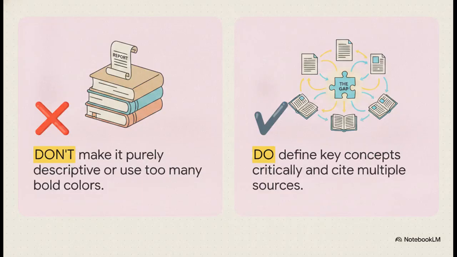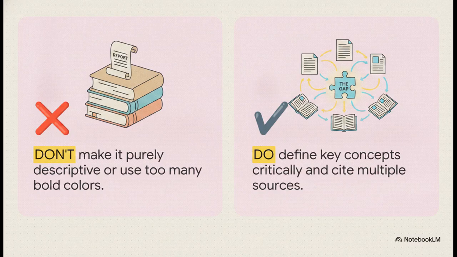Right after the intro comes the literature review. And there's a huge difference between a poor approach and a masterclass approach here. A weak review basically just describes past research, kind of like a high school book report. But a masterclass review is highly critical. It defines key concepts, compares different advantages, and cites multiple sources to identify a very specific gap. That gap is your niche.